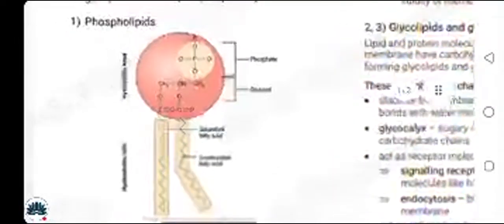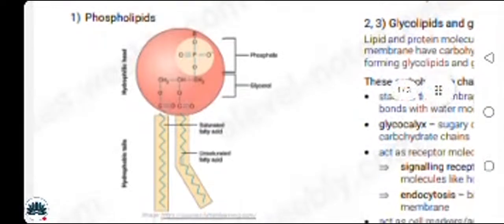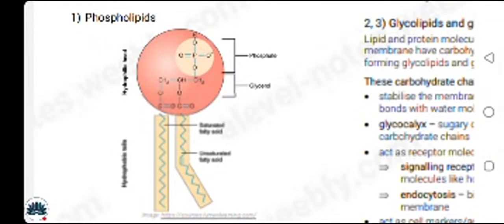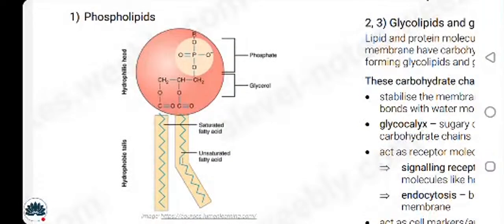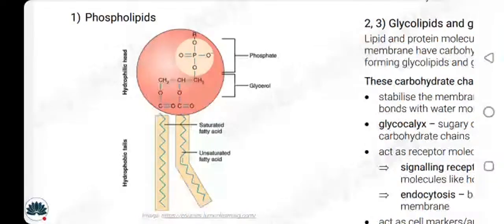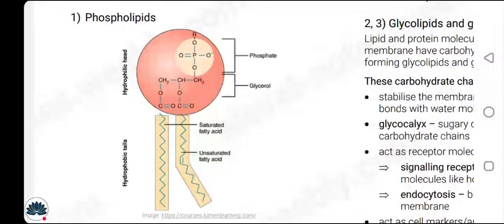As this diagram is very clear, there is a hydrophilic head and a hydrophobic tail. The term hydrophilic means water loving, and hydrophobic means phobia of water, water hating. So the head is attached to the water molecules, and the tail is not attached to the water molecules and also repels them because it is hydrophobic.